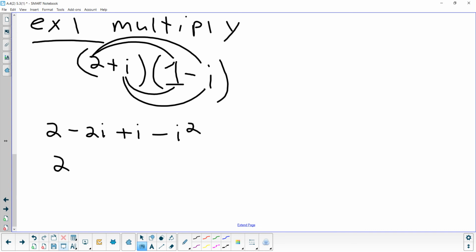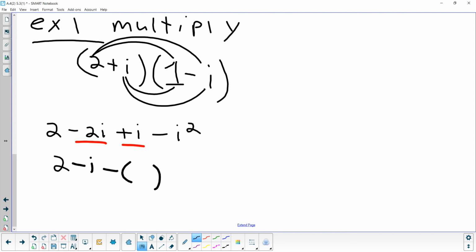Colby, what are my like terms there that I can combine? Negative 2i and i. Yeah, negative 2i and positive i. It's just like doing negative 2x and x. Same thing. What would you get if you add negative 2i and i? Negative i. So you've got that. Still have that minus.